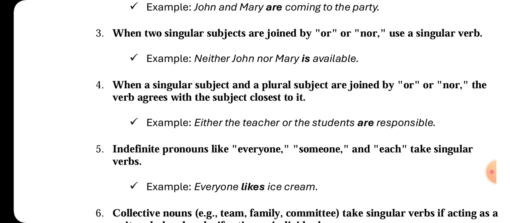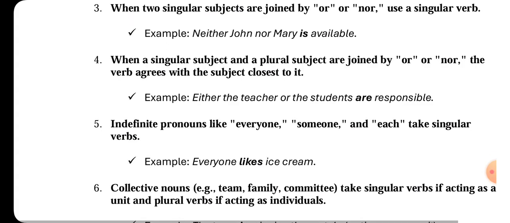The next one is when a singular subject and a plural subject are joined by or or nor, the verb agrees with the subject closer to it. So in an event where there's a singular subject and then a plural subject joined together using or or nor, the verb should agree with the subject that is closer to it.